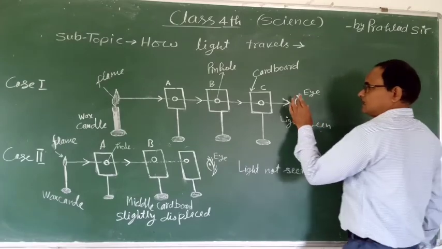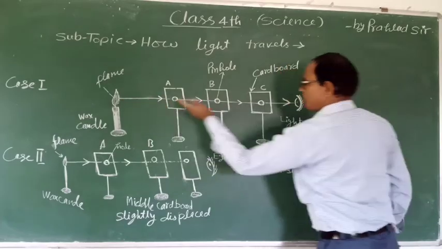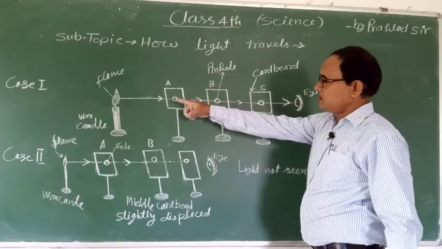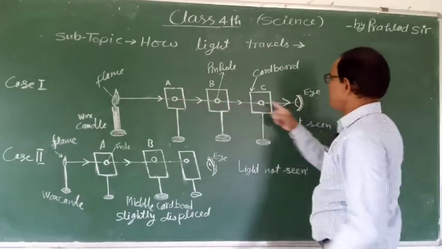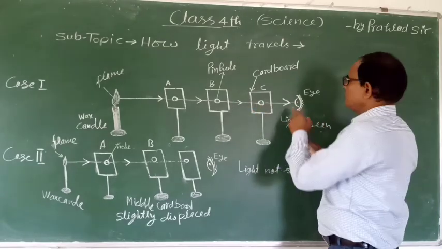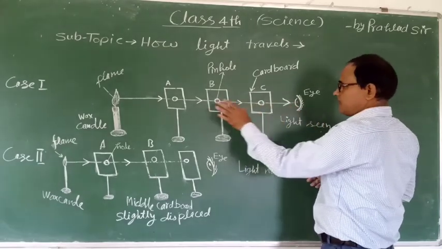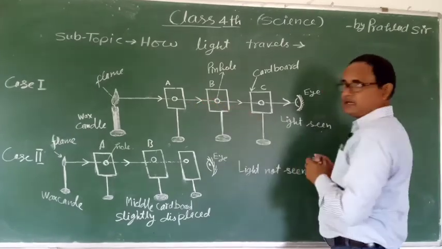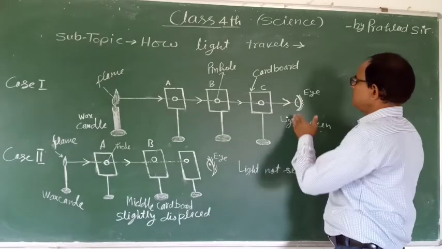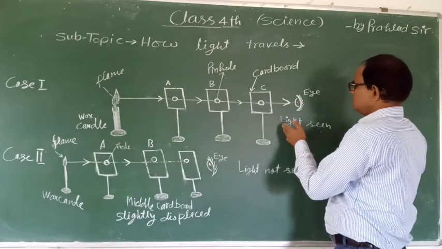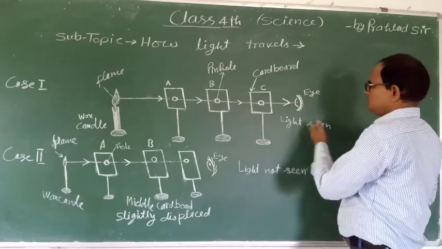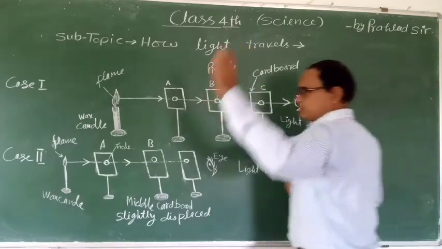Then we clearly see the flame or beam of light. When a group of rays falls on the eyes, that is known as a beam of light falling on our eyes, and we can clearly see the light of the candle. Okay students, in this case we can clearly see the light by this observation.